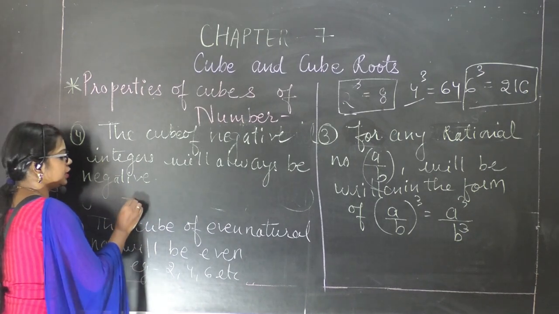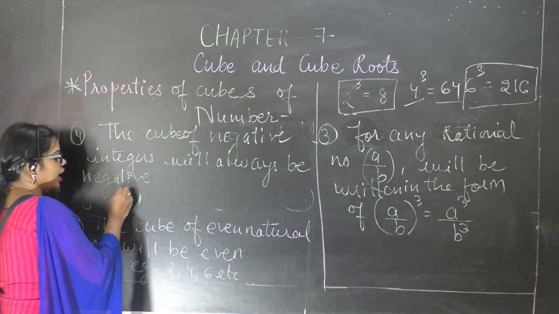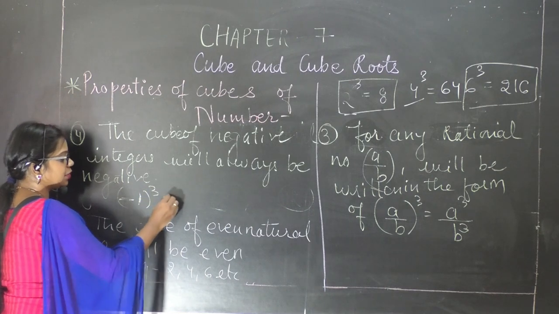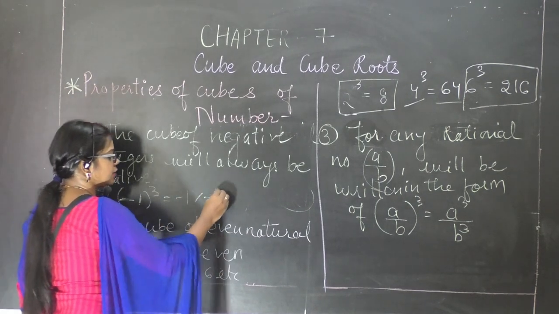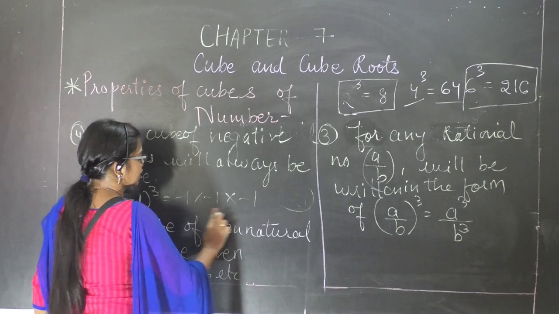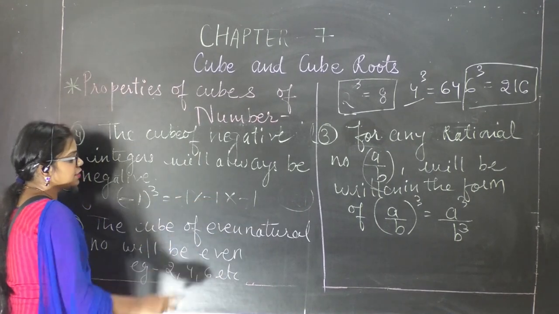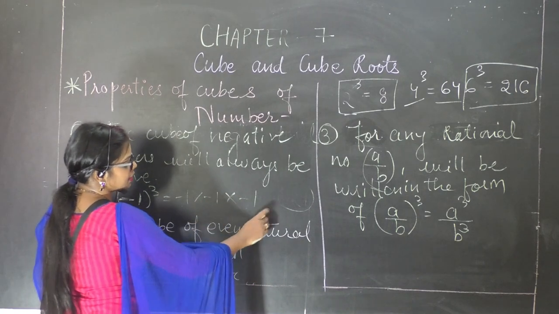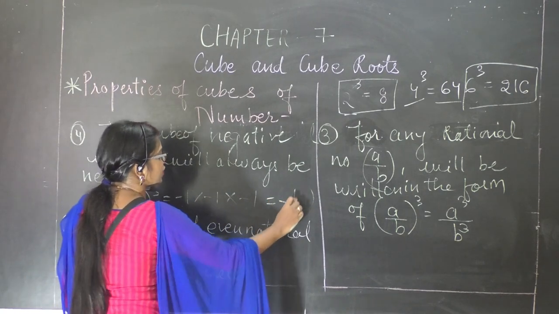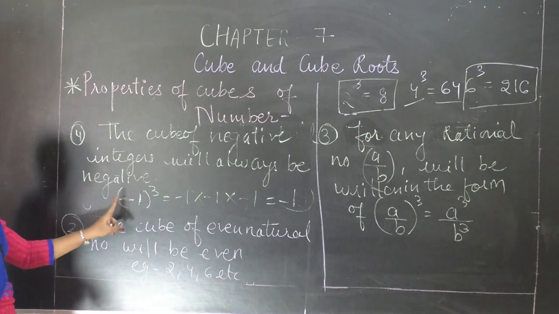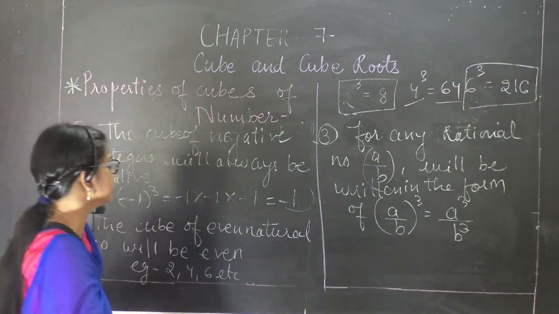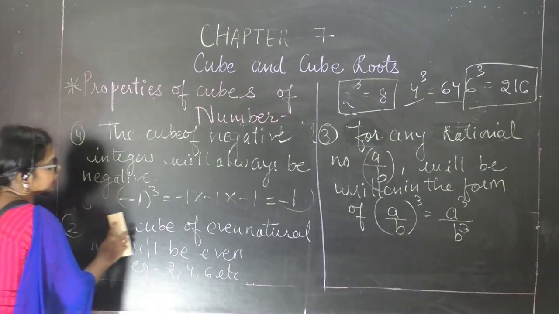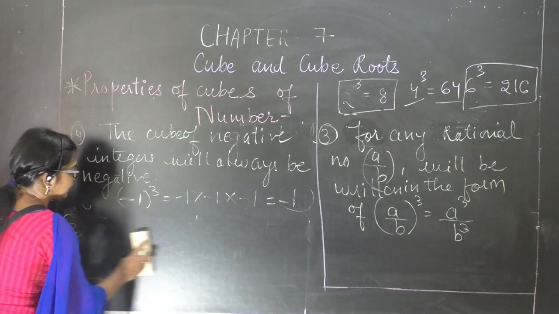Let's take an example. I am taking minus 1. The cube of minus 1 will be minus 1 into minus 1 into minus 1. Three times you have written 1: minus into minus is plus, again plus 1 into minus 1 will be minus 1. So the cube of the negative integer will always be negative.